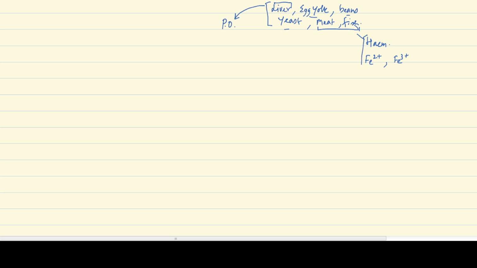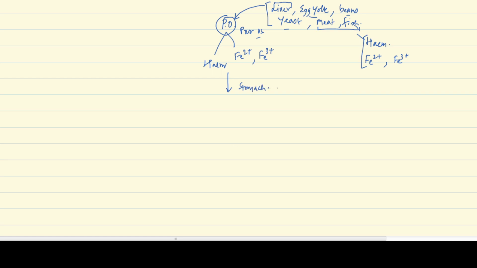Okay, so a person who ingests iron-rich food is basically ingesting heme as well as iron in its ferrous and ferric form. So you're consuming it through the oral route, per os, through the mouth. So it reaches the stomach.